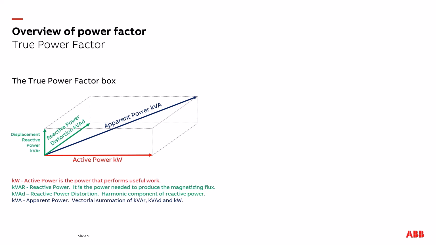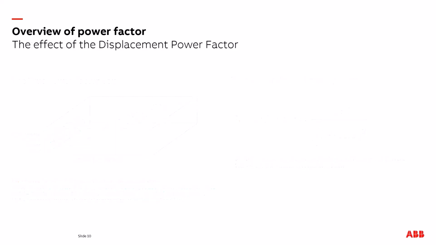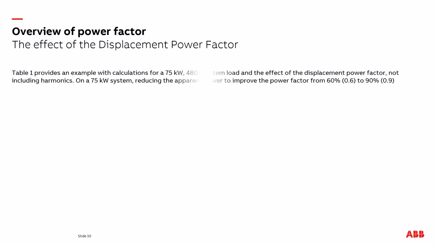That goes from the lower part of the box to the upper part of the other side of the box. And it is actually a longer vector than we had before. So a true power factor base equation is power factor equals cosine theta, which was your displacement power factor, divided by the square root of 1 plus the total harmonic distortion in current squared. Let's talk about the effects of displacement power factor and how you can save money.